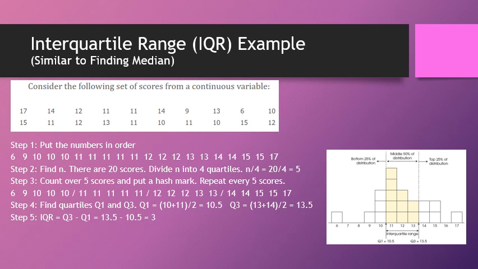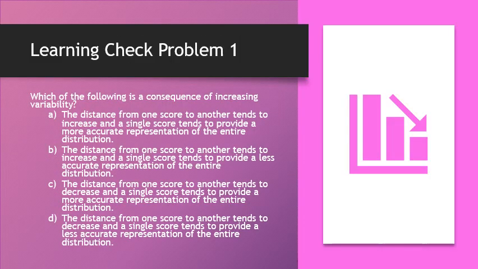The final step in finding the interquartile range is you just subtract. Q3 minus Q1, you get 3 points. So the interquartile range here for this problem is 3 points. Okay, let's do a learning check. Pause the video and see if you can do the problem.